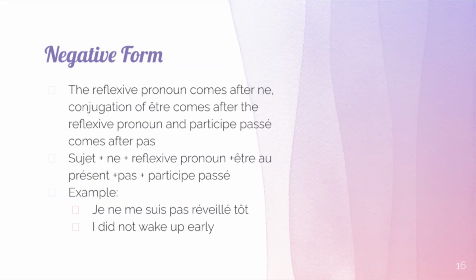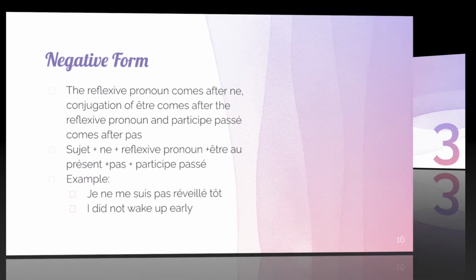Now let's look at the negative form with reflexive verbs. The reflexive pronoun comes after ne, the conjugation of être comes after the reflexive pronoun, and the participe passé comes after pas. So the formation would be sujet plus ne plus reflexive pronoun plus être conjugated in the present tense plus pas plus the participe passé of the verb. For example, je ne me suis pas réveillé tôt. I did not wake up early.